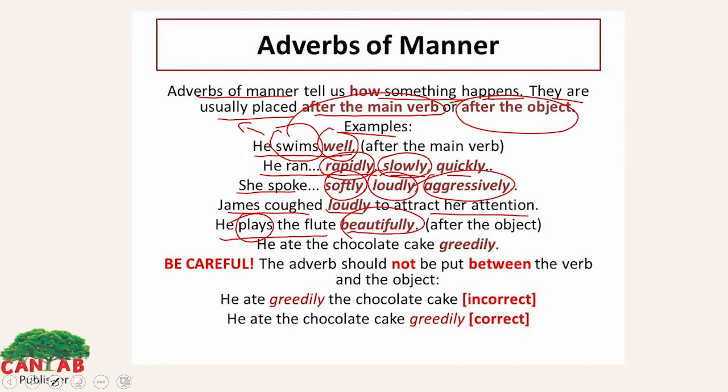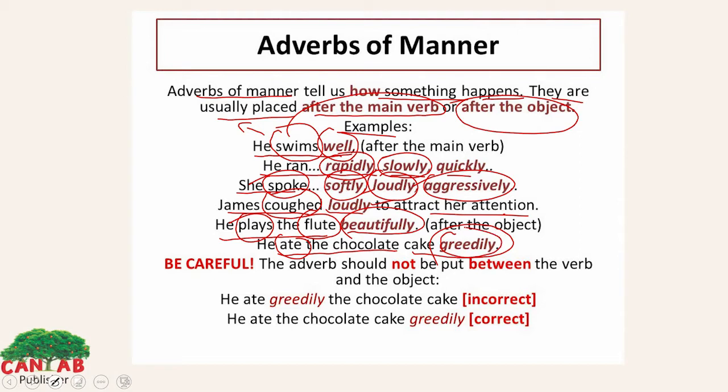Plays क्या है? Cough क्या है? Spoke क्या है? They are actions. And these are all? Yes, adverbs of manner. Here the object is flute. He ate the chocolate cake greedily. Ate is a verb here and greedily is, yes, an adverb here.